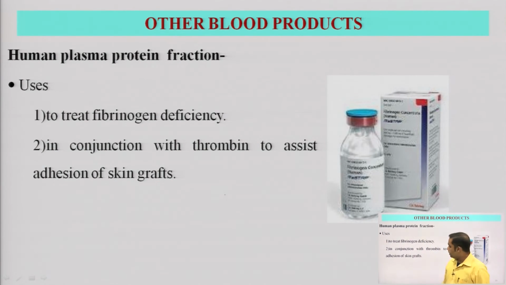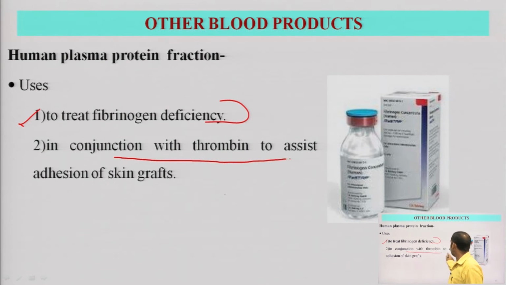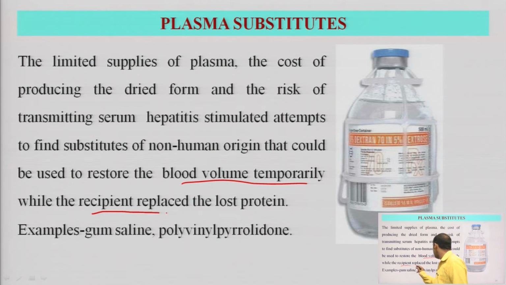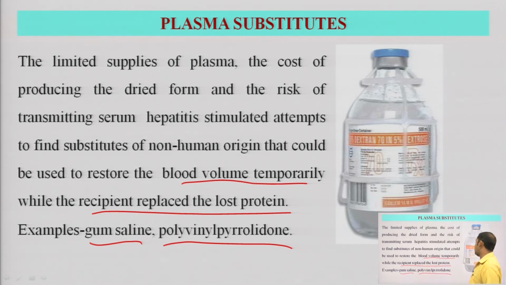You can use it in case of fibrinogen deficiency, and also in conjunction with thrombin to assist the adhesion of skin grafts. Another plasma substitute: the supply of plasma is limited, and the cost of producing the dried form is high. There is also the risk of transmitting serum hepatitis, so attempts were made to find a substitute of non-human origin that could be used to restore blood volume temporarily, while the recipients replace the lost protein, for example, gum acacia and polyvinyl pyrrolidone. These things you can use.